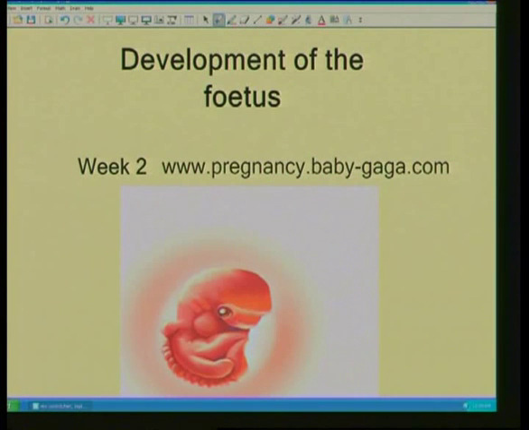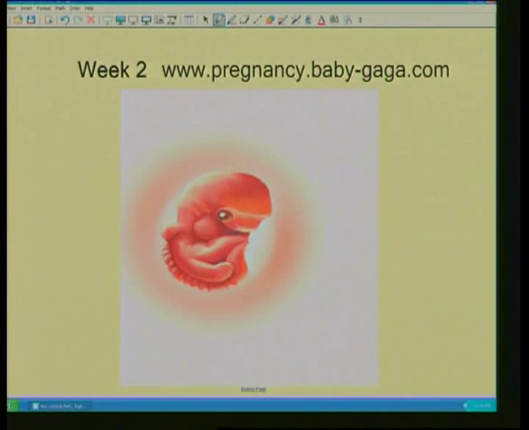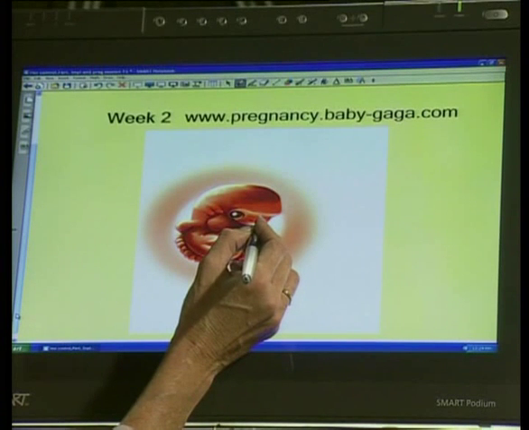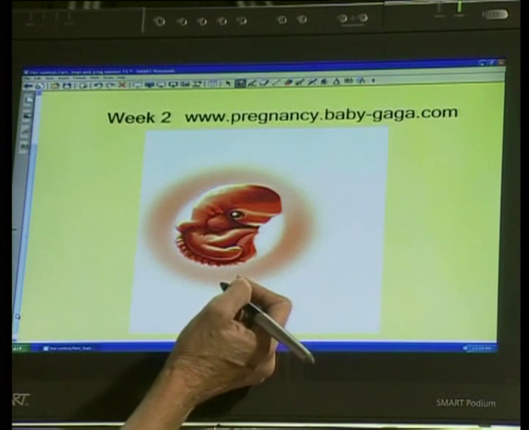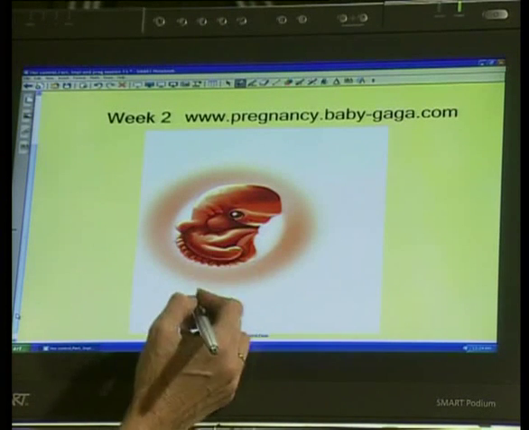Okay, development of the fetus. Now what I did was I got some really nice diagrams from various sites on the website. This is from pregnancy.babygaga.com. This little thing here is 2 weeks. Now if you look at it, it's got a tail, and this looks very much like something out of Finding Nemo. Okay, this looks like a little fishy type thing.